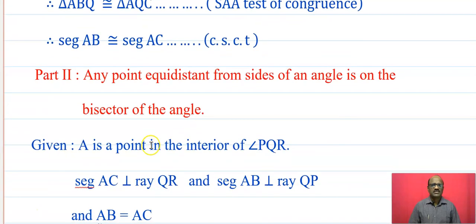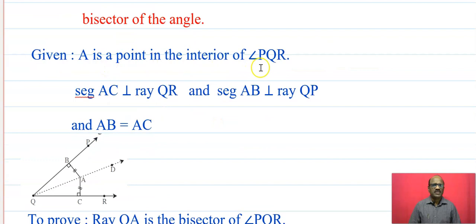Now the next is the converse part. Any point equidistant from the sides of an angle is on the bisector of the angle. Let A be a point in the interior of angle PQR. Segment AC is perpendicular to QR, and segment AB is perpendicular to PQ. AB is equal to AC, and we want to prove that this point A is on the angle bisector, which is QA or QD.